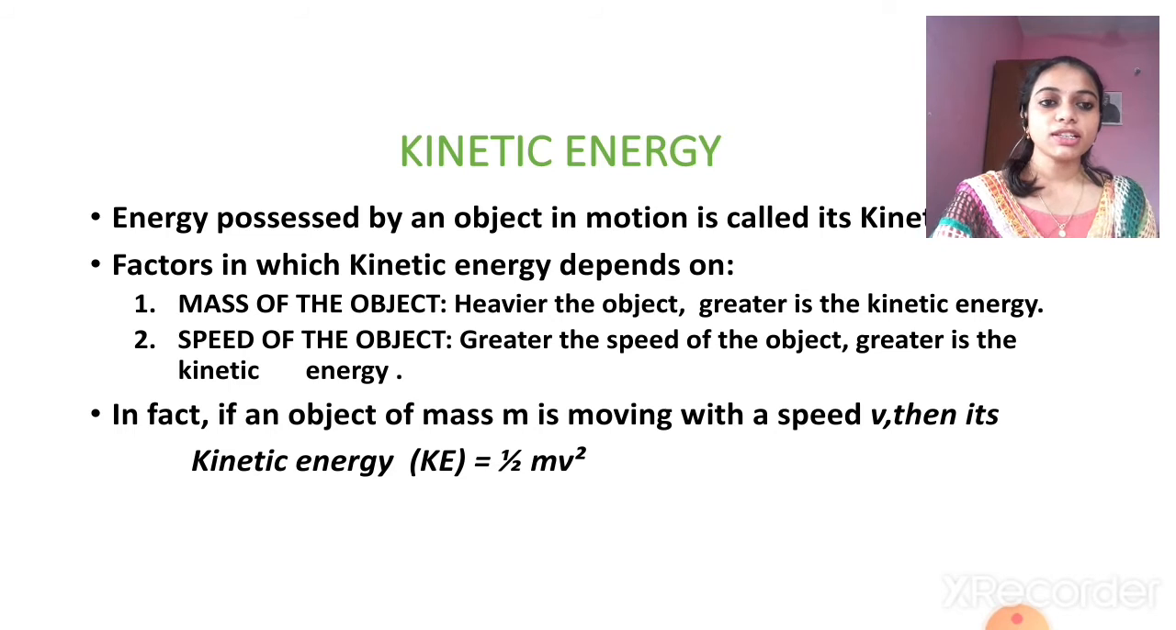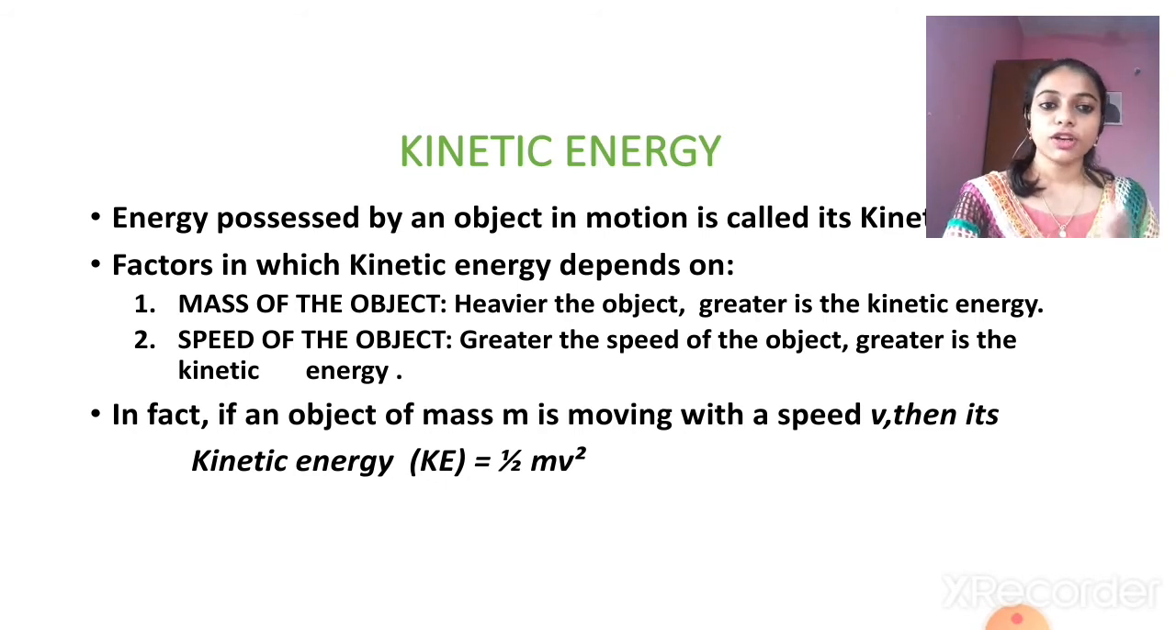Energy possessed by an object in motion is called its kinetic energy. The kinetic energy of an object depends on two factors. Let us see what these factors are. First one is the mass of the object. That is, the heavier the object, the greater is the kinetic energy. And second is the speed of the object. The greater the speed of the object, the greater is the kinetic energy. So these are the two factors on which the kinetic energy of an object depends: the mass as well as the speed.